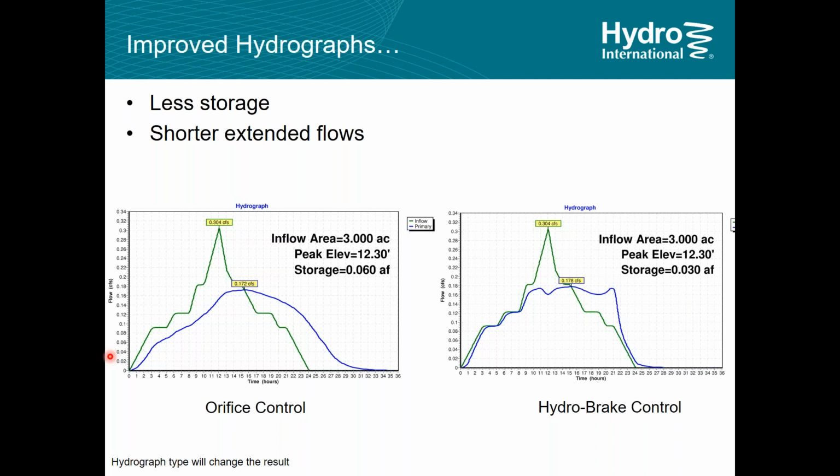So where would you use these valves? Well, one of the main reasons you would use a vortex flow control valve is to improve the hydrograph modeling between an inflow hydrograph and an outflow hydrograph, which is often used to size storage systems. And this can allow you to shorten the detention time and actually reduce the storage system.